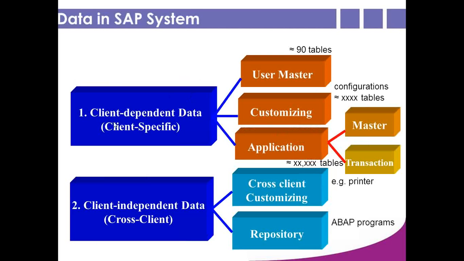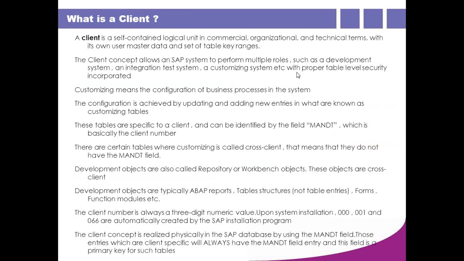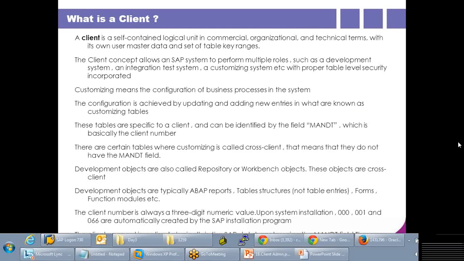As I told, the client specific data, that is client dependent data, is nothing but these three, and the client independent or cross client data is these two. So take this screenshot please. Please go through this once again. I'll give 2 minutes. If possible, try to read each and every point twice.